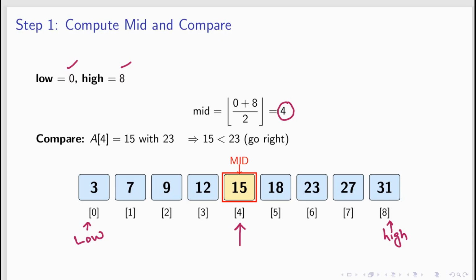Mid is on 15. Now it will compare the mid element with the searching element. A4 contains 15. They will compare it with 23 because your target element is 23. You want to search for a key that is 23. What happened? 15 is less than 23. If yes, then you will go to the right side. If 15 is less than 23, it means our key should exist on the right side. Then we will move to the right side.